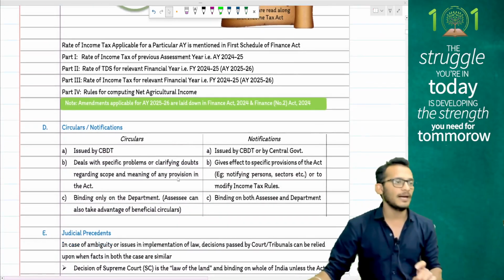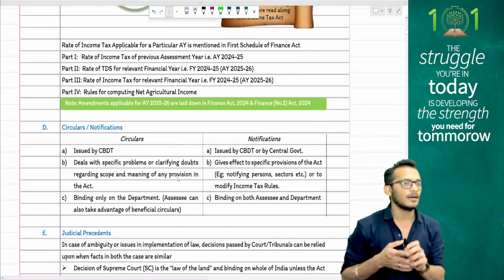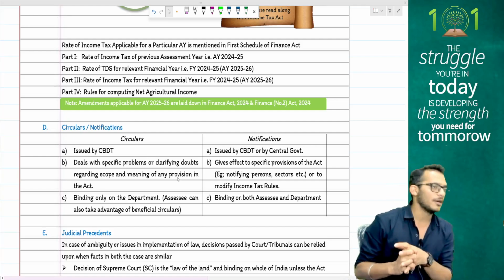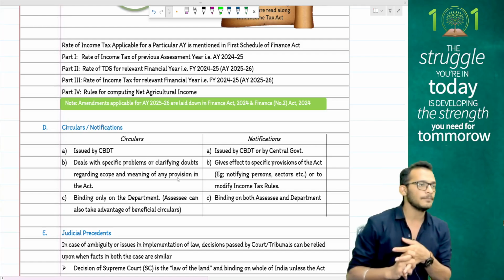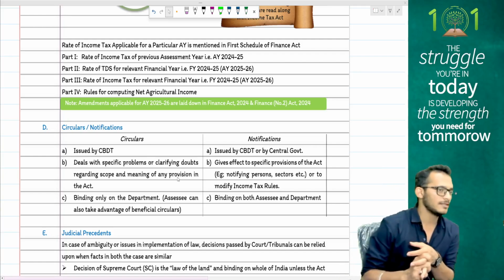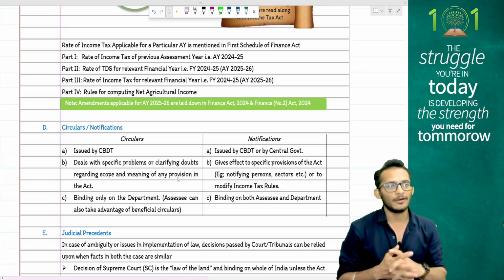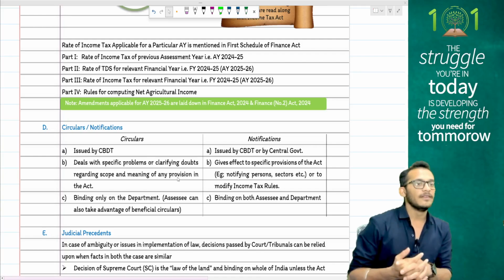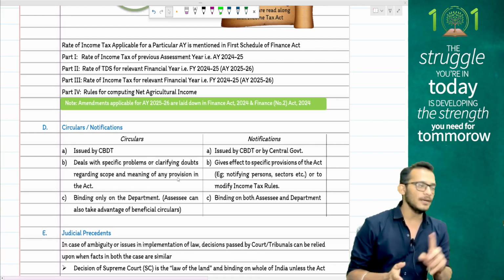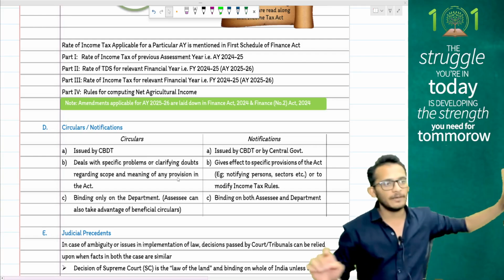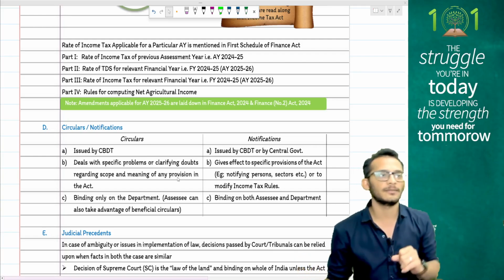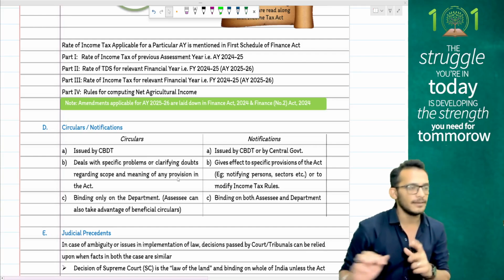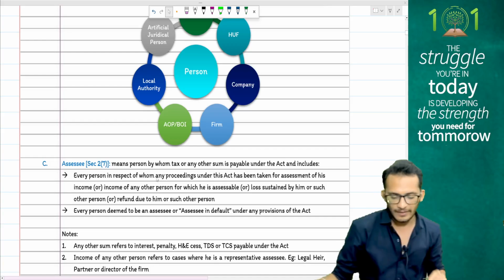Things to be kept in mind from your circular perspective when it comes to circulars and notifications. Which one of these is binding on assessee? Notifications are binding on assessee. Which one of these is binding on department? Both are binding on department. Which is only binding on department? Circulars are only binding on department. MCQ question number 1: circulars are binding only on department. Notification is binding on both assessee and department. Yes. Then we have other things, people.